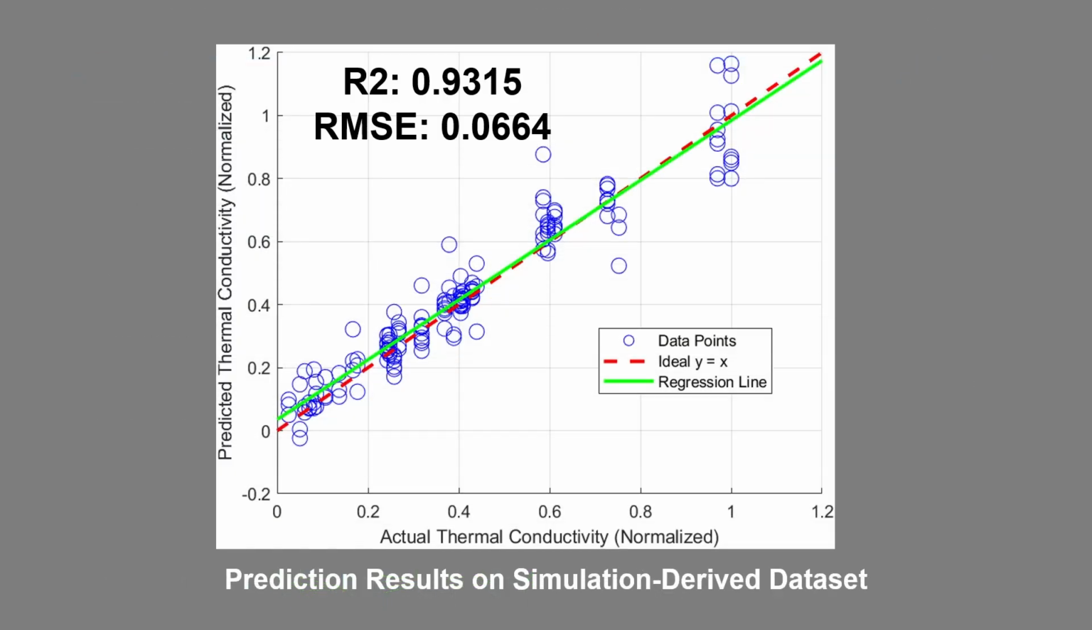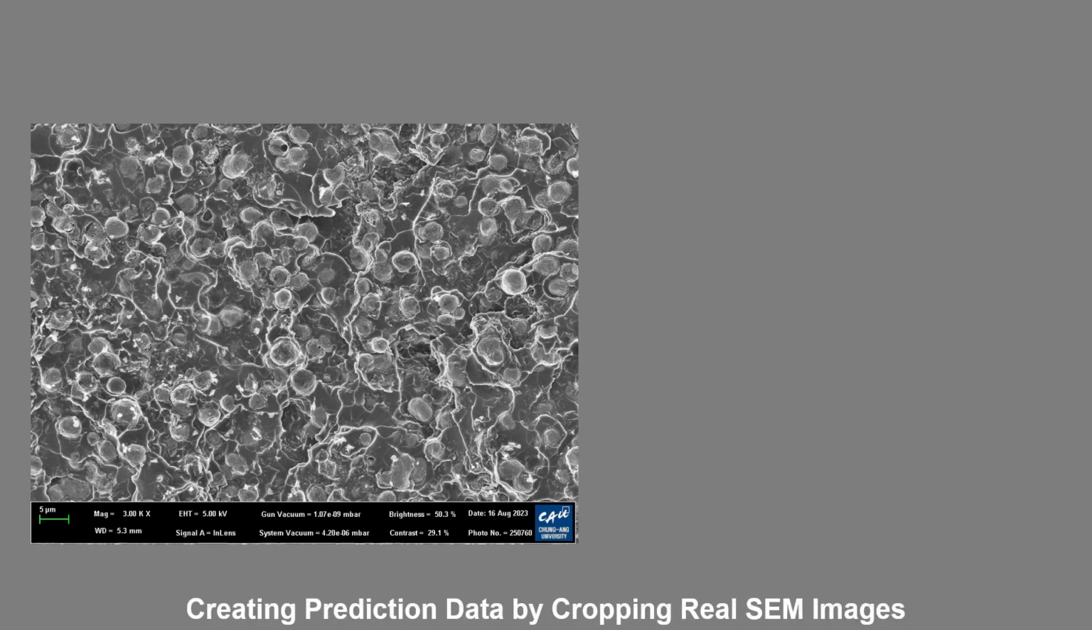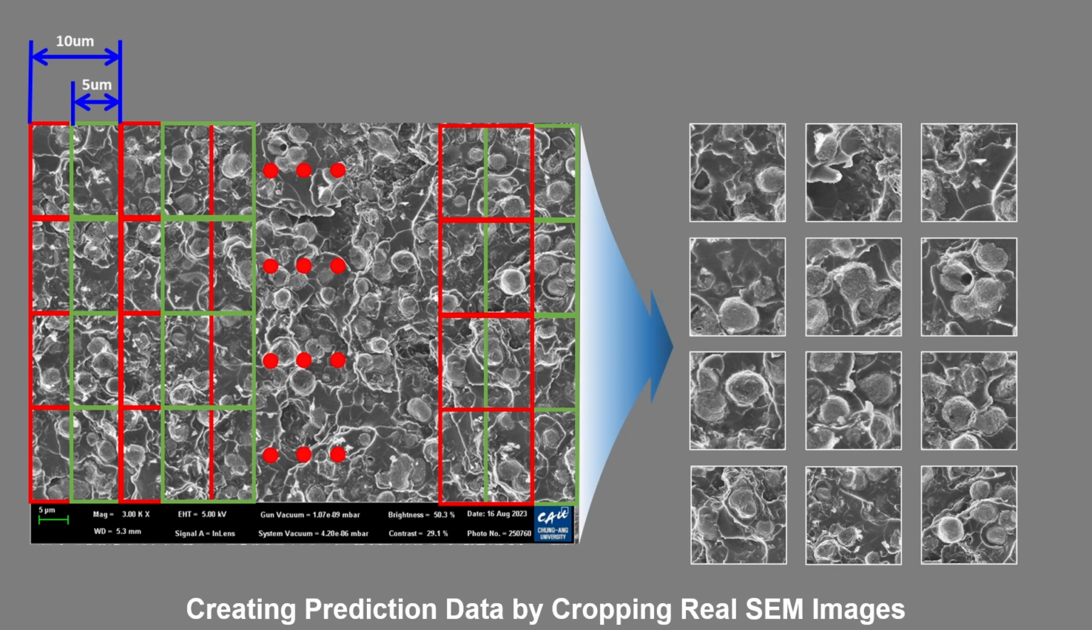This figure shows the results on unseen validation data, achieving a high accuracy with an R² of 0.93. Here we prepare real SEM images for model prediction. The original SEM image is cropped into patches with the same size as the training data. Each patch is treated as an independent input, enabling direct application of the trained model to real SEM images.